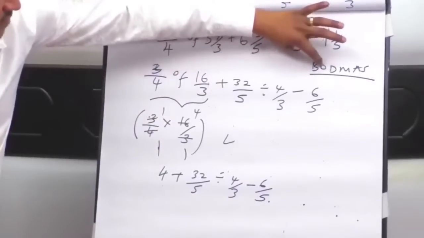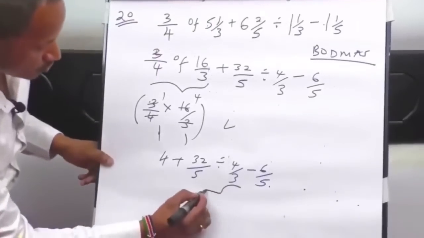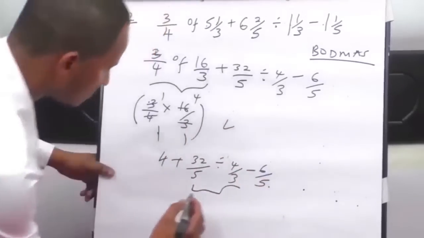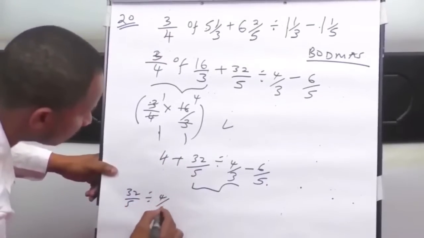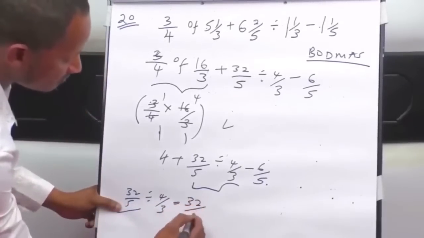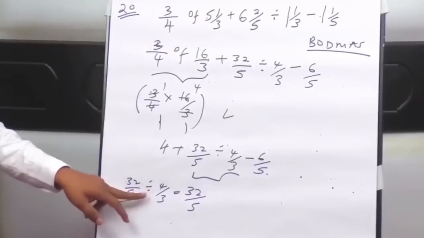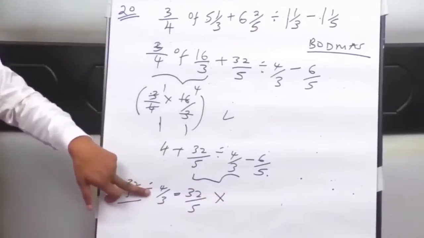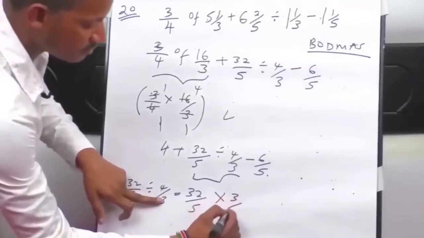Bracket, of is there. We've finished with of. Then division. So we divide these two. So be careful here, class. When dividing 32/5 divided by 4 over 3, you just rewrite the first value, 32 over 5. So when you divide this number, you replace division with the multiplication sign. When you replace this, you change to the reciprocal of 4 over 3, which is 3 over 4.